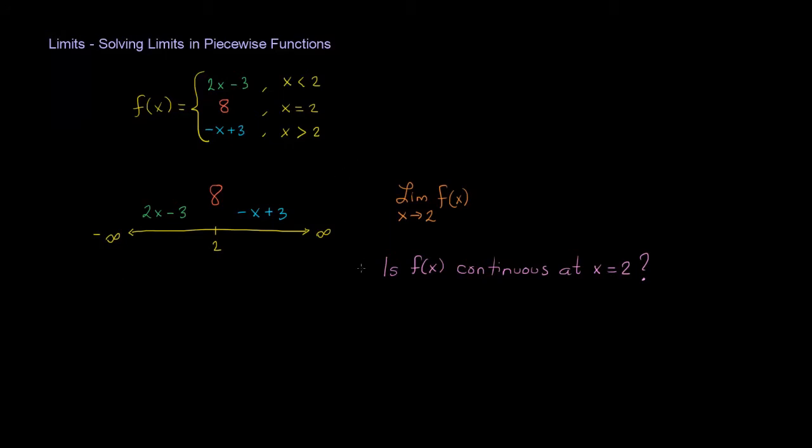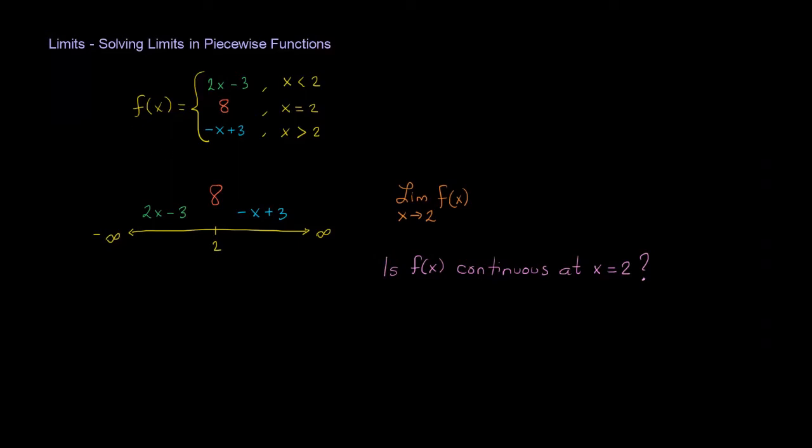But now I'm adding another question. It's this one here: is f of x continuous at x equal to 2? Well, let's see how we can work this through. But first I'm going to focus on the limit when x approaches 2, and after that we'll get to answering this question.